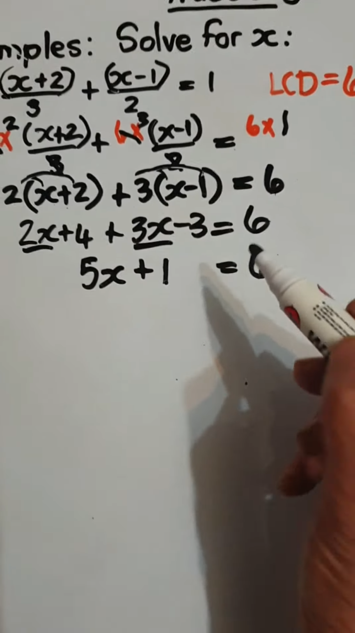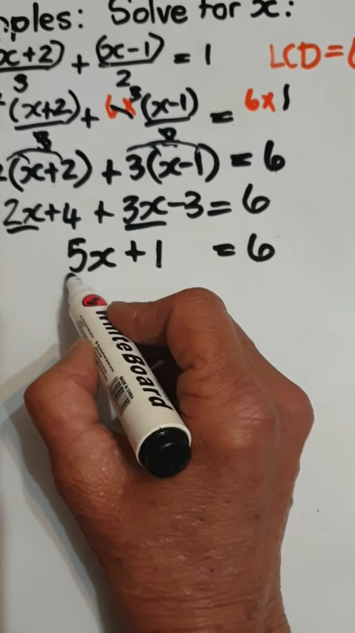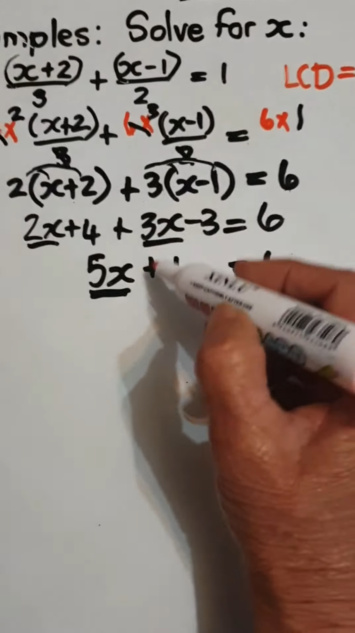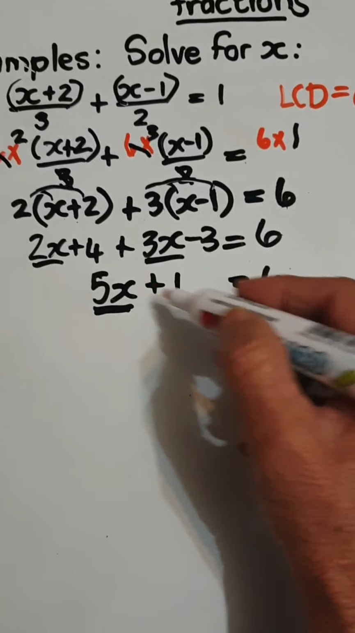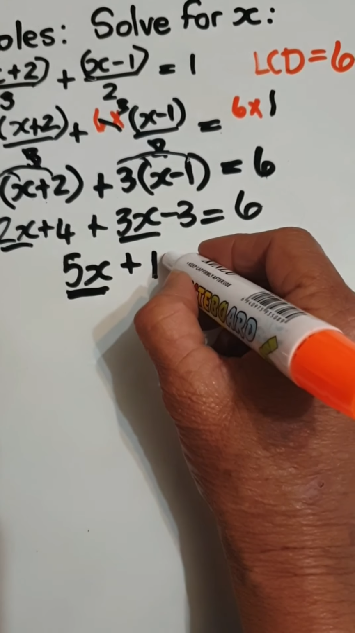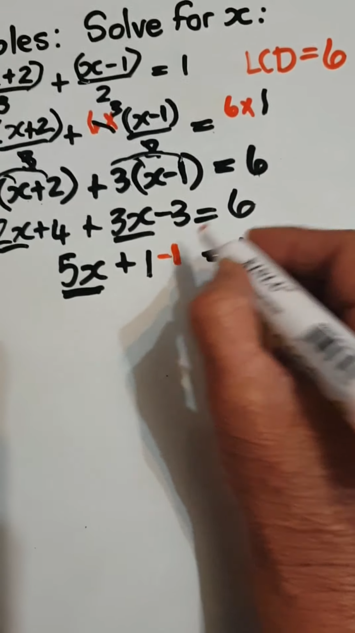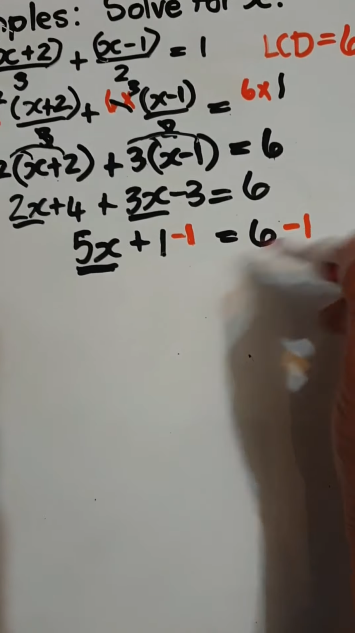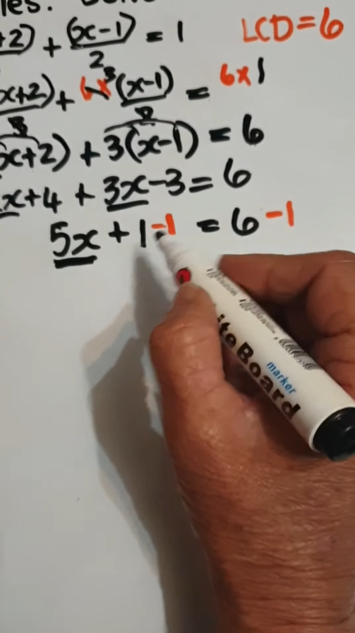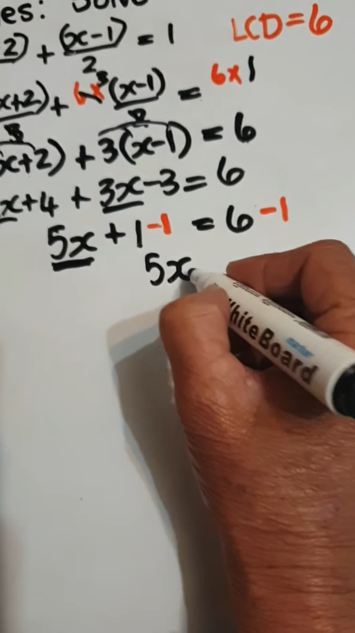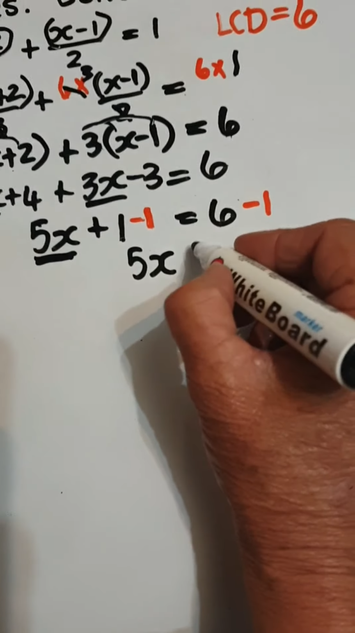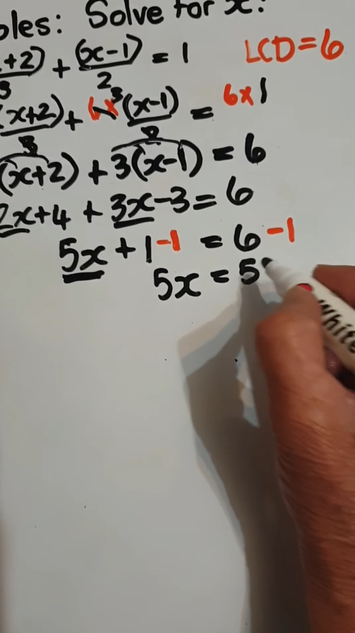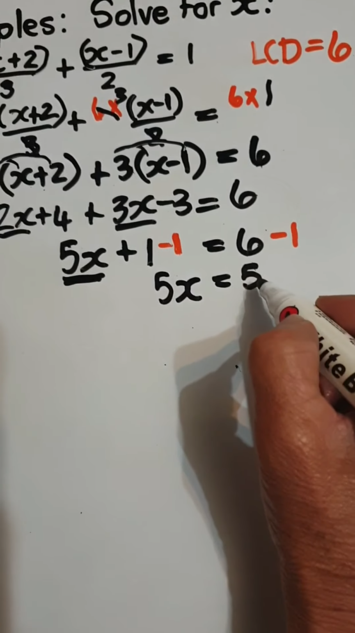So with all equations, my mission is to get the term with the variable on its own on the left-hand side. So I don't want this plus 1 here. So I'm going to use inverse operations, which means I'm going to subtract 1. And what I do on the left-hand side, I must do on the right-hand side. So I'm going to subtract 1 on both sides to keep it balanced. So on this side, I'm going to get 5x. 1 minus 1 is 0. And on that side, I'm going to get 6 minus 1, which is 5. So now I have 5 times x is 5.